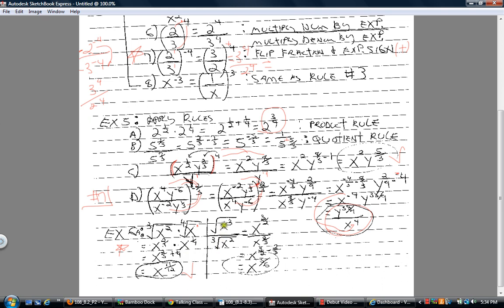Okay, this problem, convert it. If you don't see an index, you can put the 2, so rotate them up. It's x to the 3/2 divided by x to the 2/3. When you divide by the same base, subtract the exponents, and you get x to the 5/6.